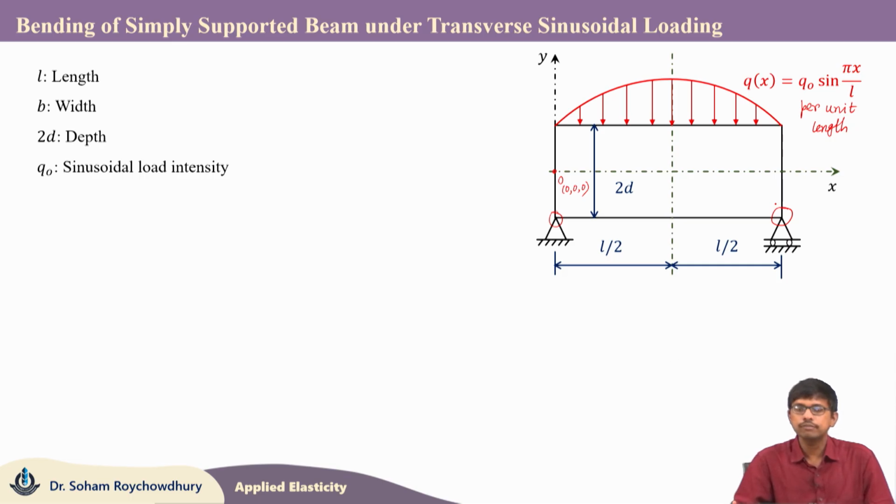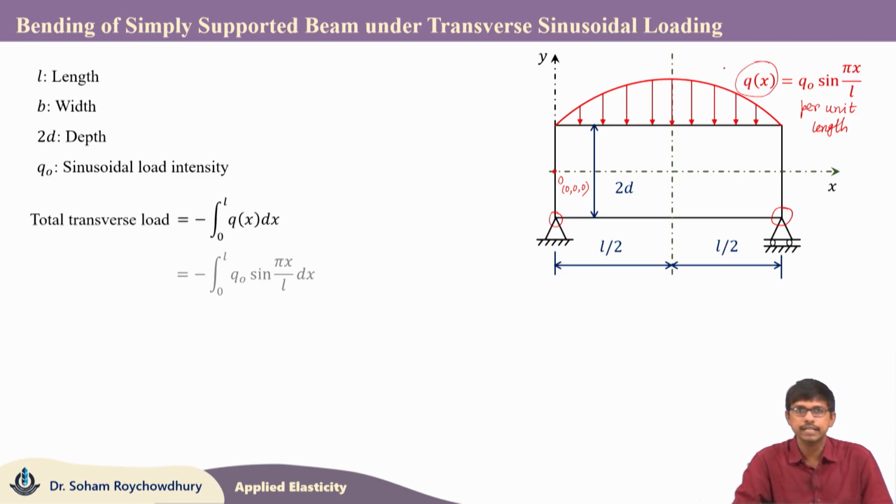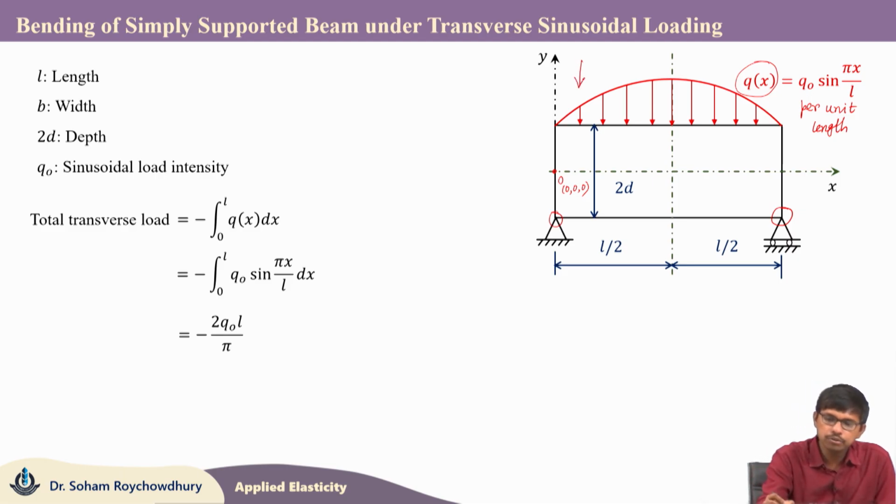So, first we need to find out the total downward vertical force acting on the beam due to the sinusoidal load intensity q(x). That can be obtained by integrating this q(x) over the entire length. So, q(x) dx, q(x) is downward shear load per unit length, if you integrate that dx from 0 to L, the total span or total length of the beam, we will be getting the total transverse load. A negative sign is added with that because the total transverse load is acting downward along the negative y axis.